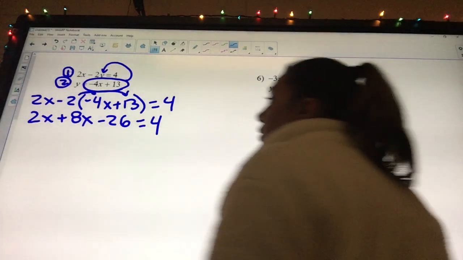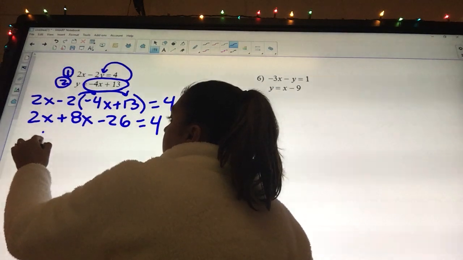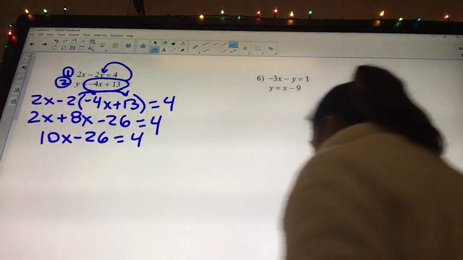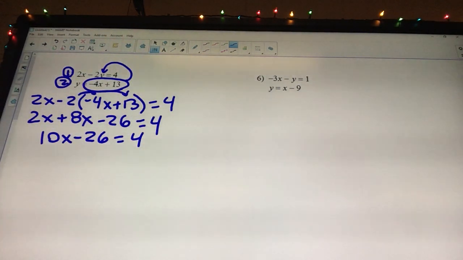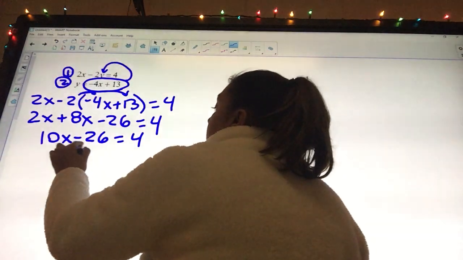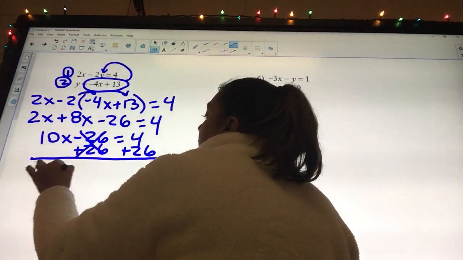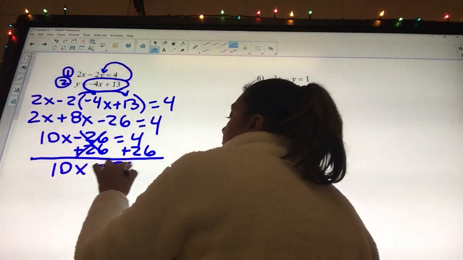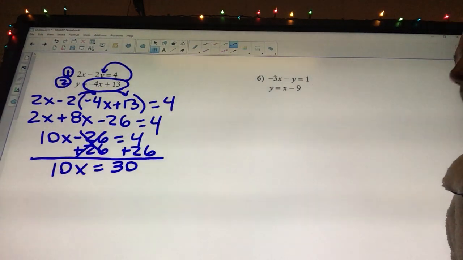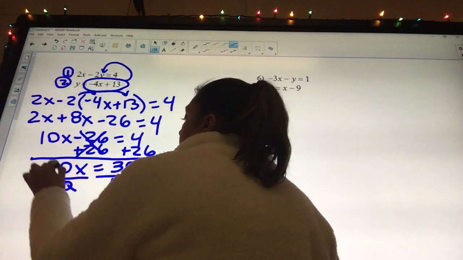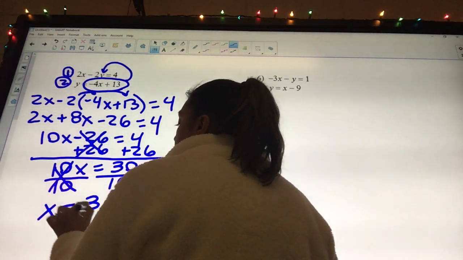Okay, we got to combine our like terms. So I can combine this 2x and this 8x to give me 10x minus 26 equals 4. Okay, we're going to add 26 to both sides. We're trying to solve for x here. So I got 10x equals 30. And then I'm going to divide by 10. So x equals 3.